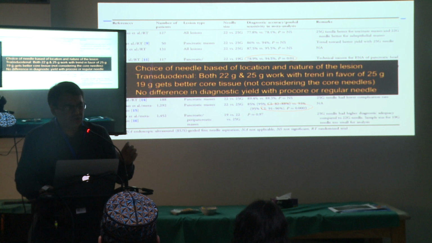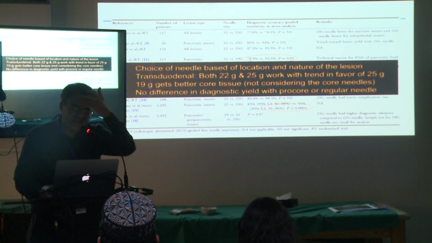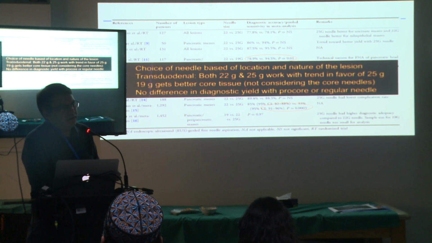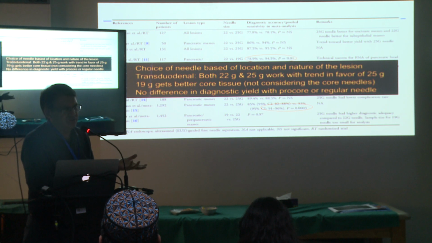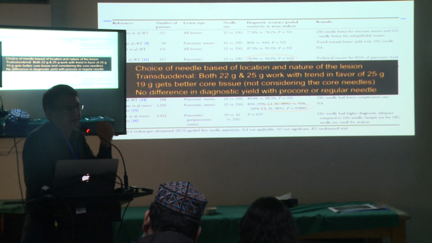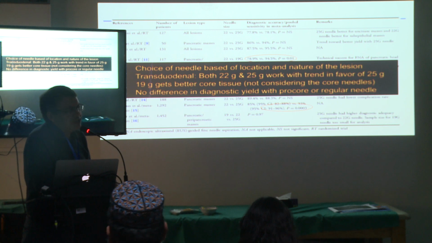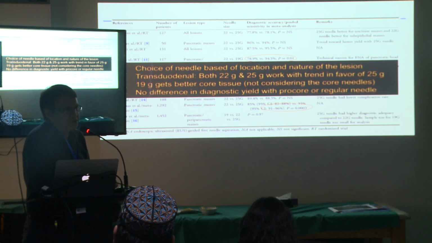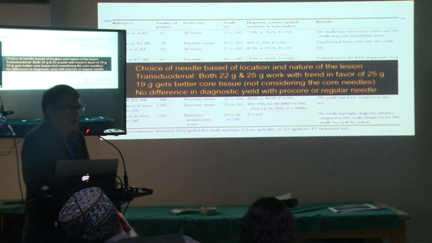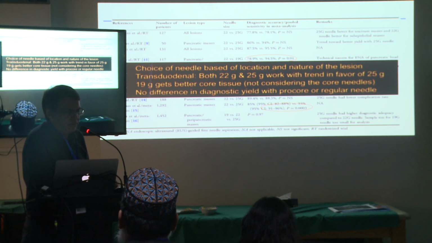So the choice of which needle you should use is really based on the location and nature of the lesion. If transduodenal, as we talked about, we are not using a 19 gauge needle at all, because it is really difficult to use through the duodenum anyway. So in Europe, mostly it's a 22 gauge needle that they use. And in America, I think a lot of people, if they don't have access to an FNB needle, might still use a 25 gauge.